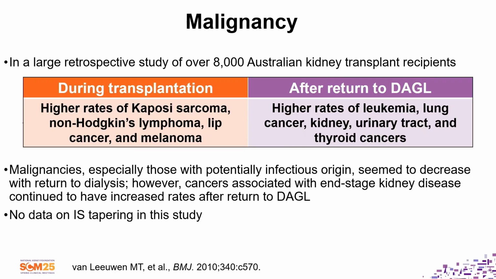So during transplant, we tend to see higher rates of malignancies from viral origins, in addition to skin cancers. However, after return to dialysis, we still see higher rates of leukemia, lung cancers, kidney, urinary tract, and thyroid cancers. These tend to be cancers associated with end-stage kidney disease, and those rates go up, especially if patients maintain immunosuppression. This study, which discussed the rates of malignancy post-transplant, did not look at immunosuppression tapering.